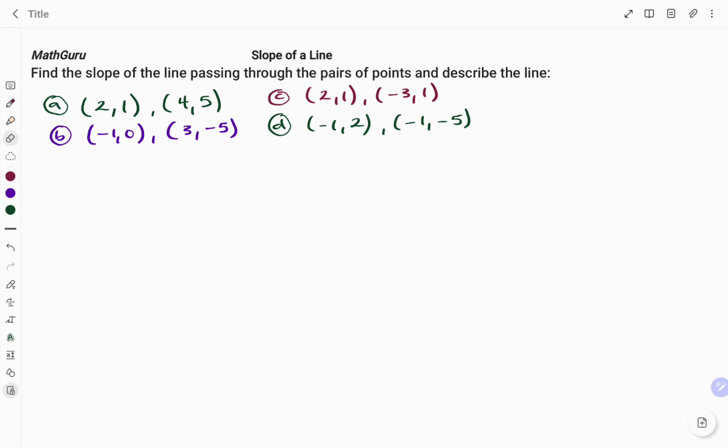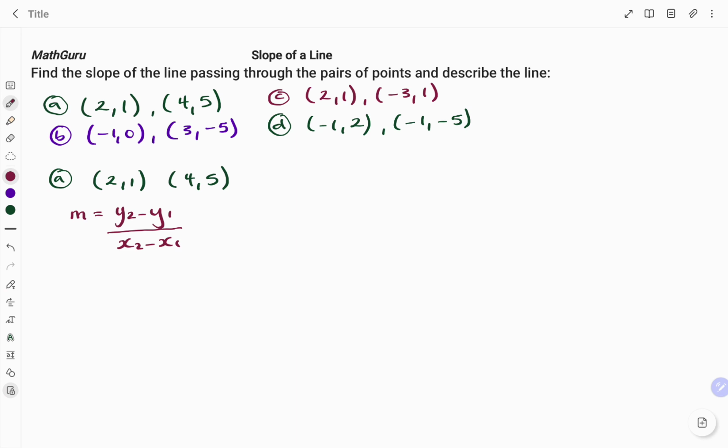So given the following ordered pairs of points, I'm going to show you how to calculate the slope, which is also your gradient, of each set of points, and also to describe the line. In the first example, we have the ordered points (2, 1) and (4, 5). The formula for finding the slope of a line, or the gradient, is m equals my change in y divided by my change in x.